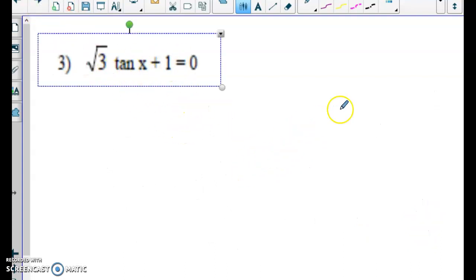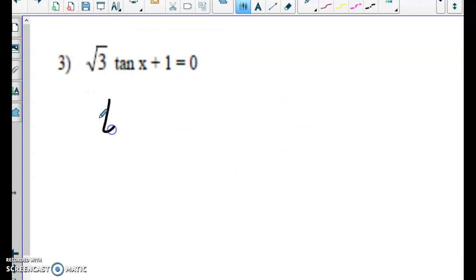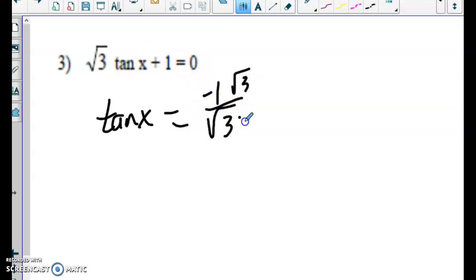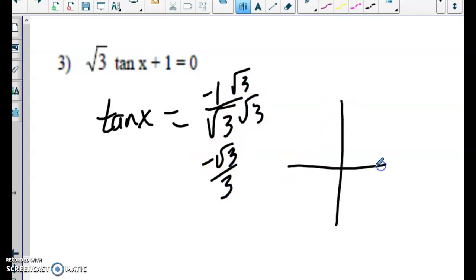Same kind of question here with the tangent. Solve it. I get tangent equals -1 over the square root of 3 when I subtract. Rationalize, I get -√3 over 3. And again, we go to our unit circle.